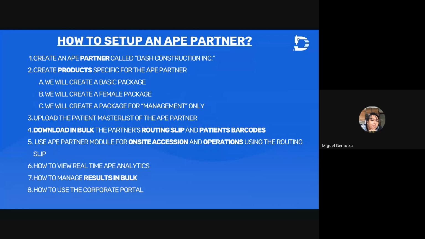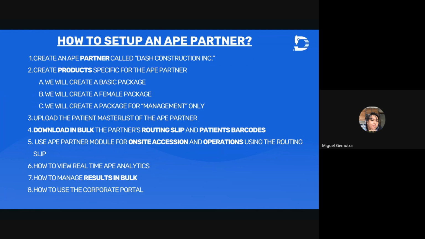Third, we will upload the patient master list of the APE partner. Fourth, we will download in bulk the partner's routing slip and patient's barcodes. Fifth, we will use the APE partner module for on-site accession and operations using the routing slip. Sixth, we will view real-time APE analytics. Seventh, I'll show you how to manage results in bulk. And lastly, I'll show you how to use the corporate portal.